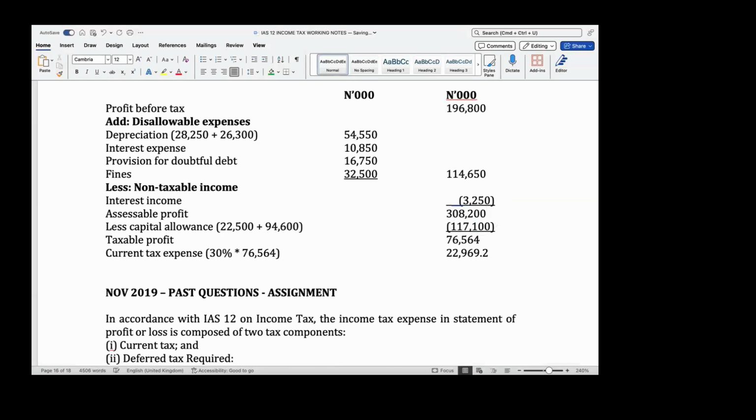Okay. So what's the taxable profit? 191,100 naira. What's the current tax? 57,330. 57,330 naira. Good.